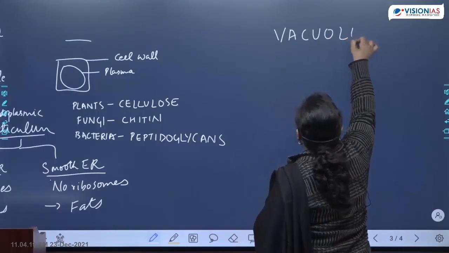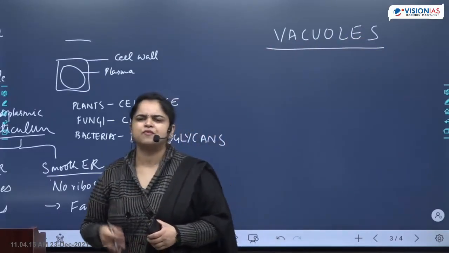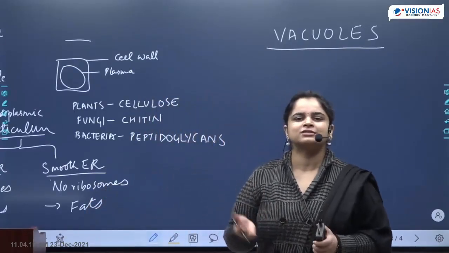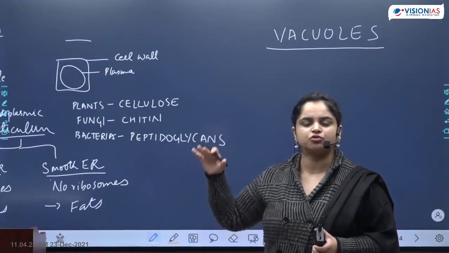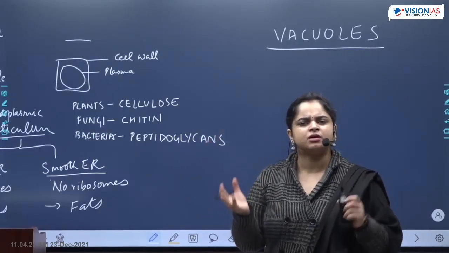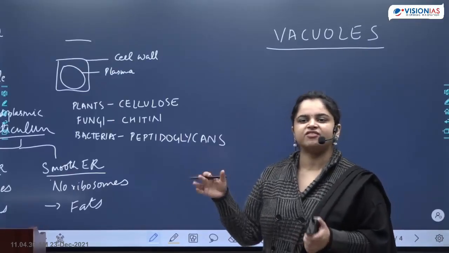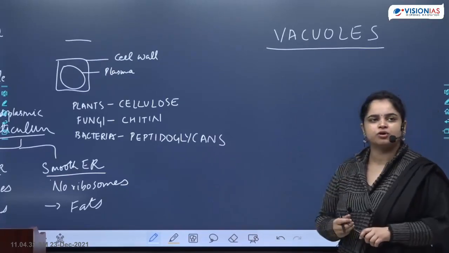Next we have vacuoles. So vacuole is basically a place in the cell where things will be stored. So it could be fats, it could be proteins, or it could be something which the cell has broken down and it needs to be kept there. So everything that the cell wants to be stored, that will be stored in the vacuole.